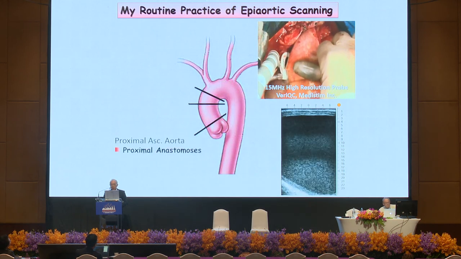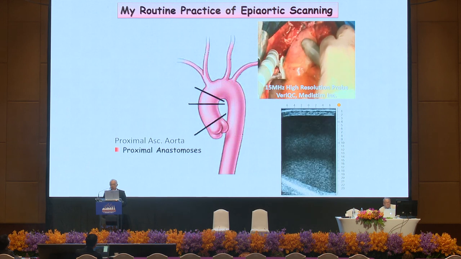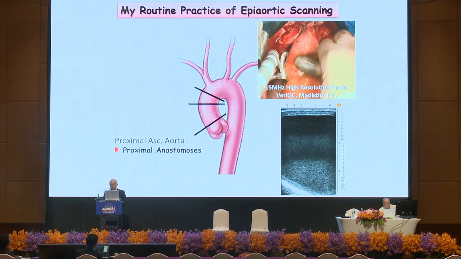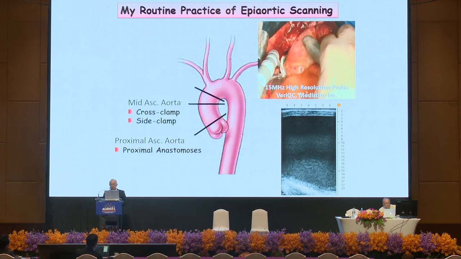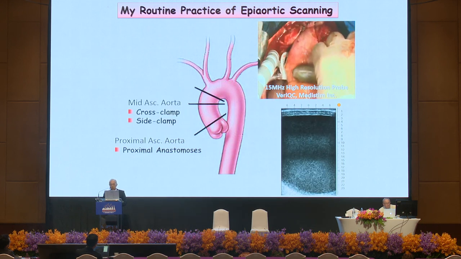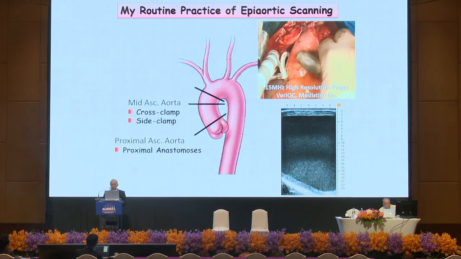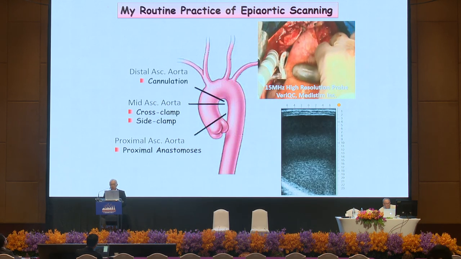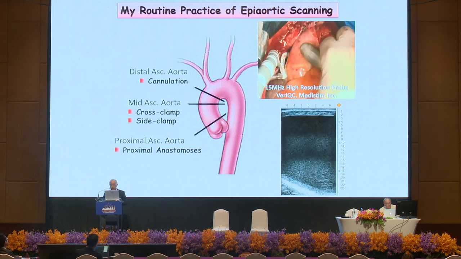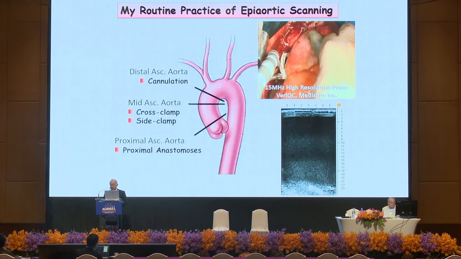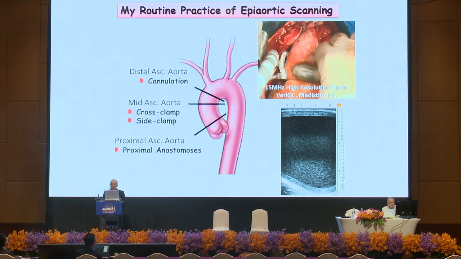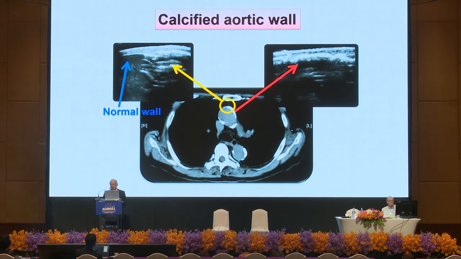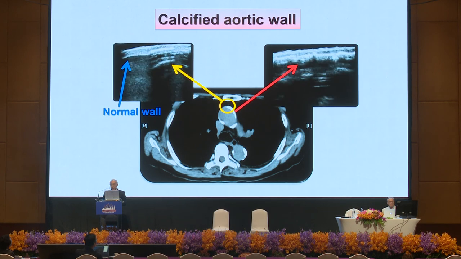So for the proximal ascending aorta, I can decide where to put the proximal anastomosis. And for the mid-ascending aorta, if I put a patient on bypass, I decide where to cross clamp or where to put the side clamp. And for the distal aorta, you can see the safest portion for the cannulation. And this is one typical case of a calcified aortic wall.